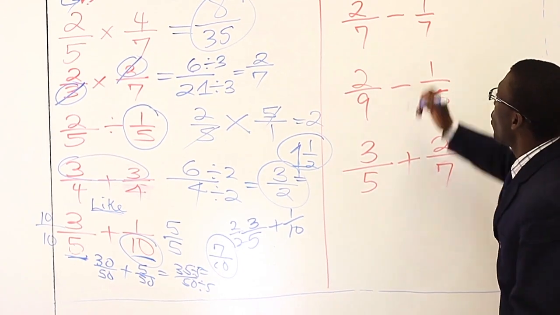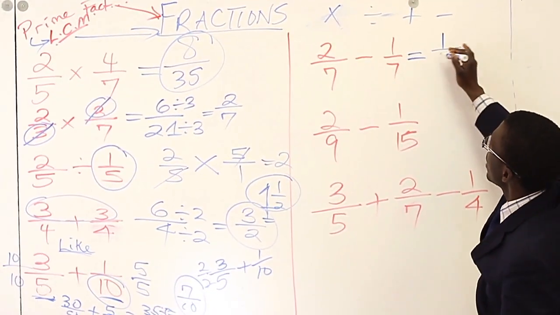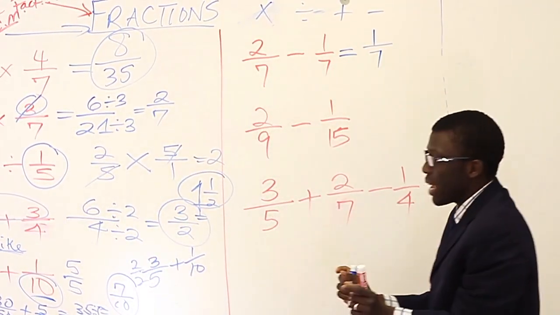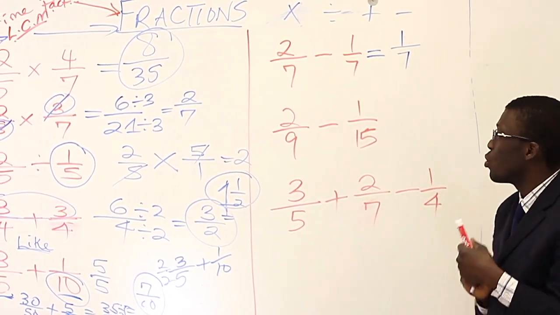You will master them. So quickly, let's look at subtraction. 2 over 7 minus 1 over 7 is just 1 over 7 because the rule applies the same. If you have the same denominator and you're adding or subtracting fractions, you just deal with the top, the numerators.